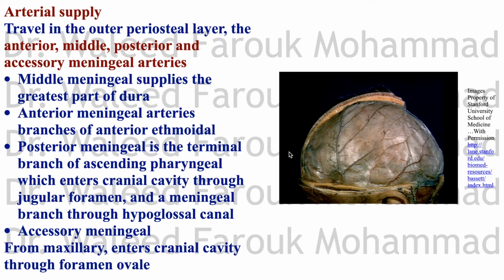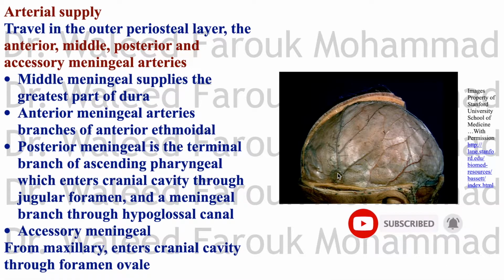the pterion. The pterion, we studied in the head and neck. It's the part of the skull where the frontal, sphenoid, and parietal bones meet at the front. It's almost at this region where the middle meningeal artery divides, as you can see here. These are the divisions of the middle meningeal artery.